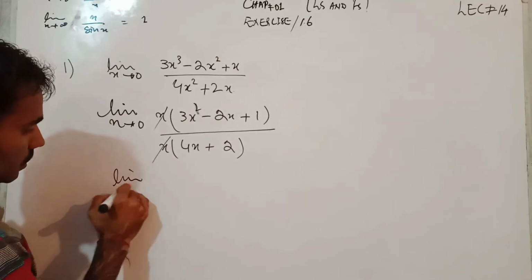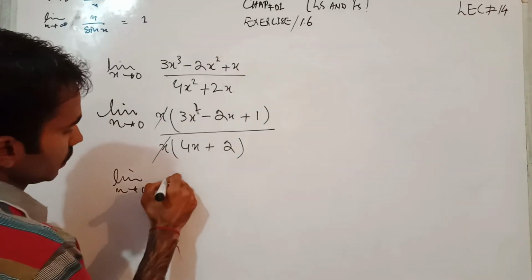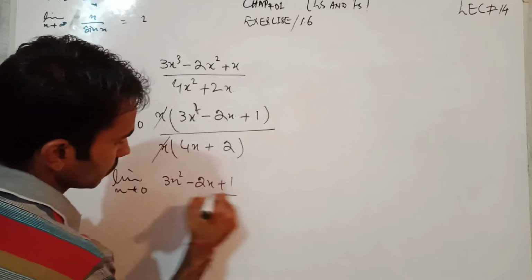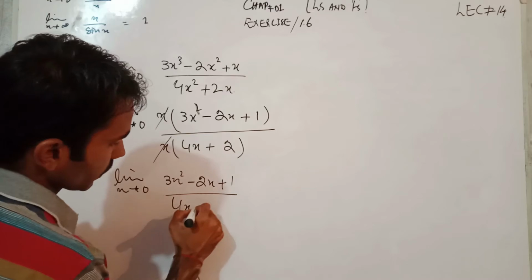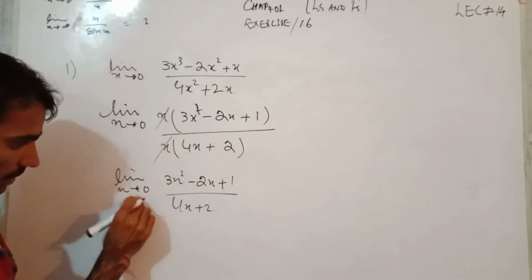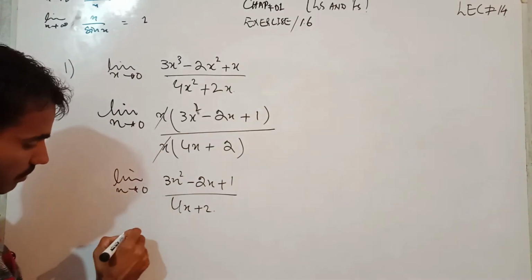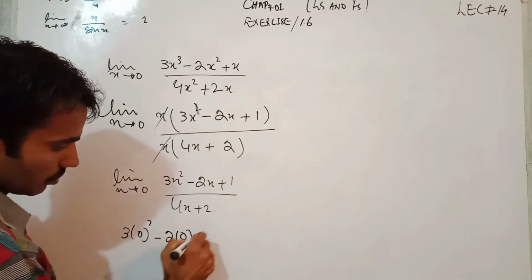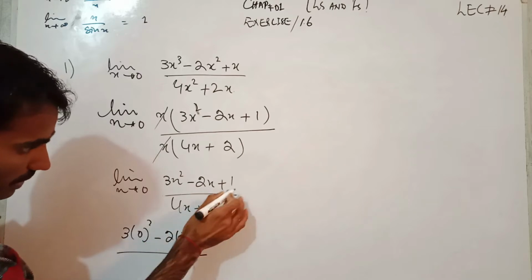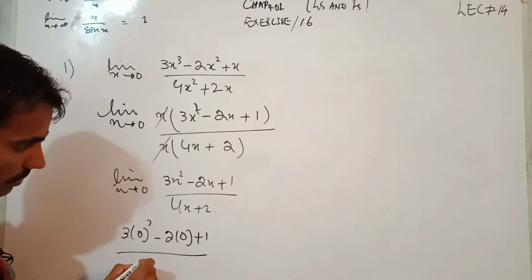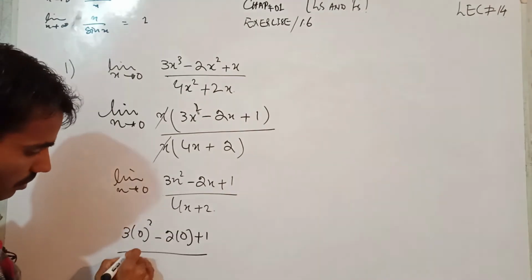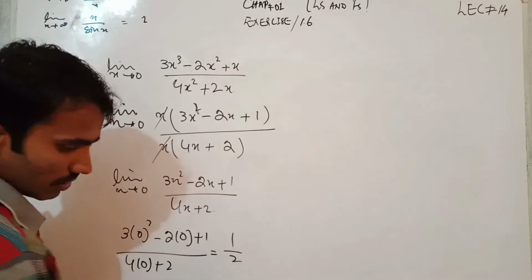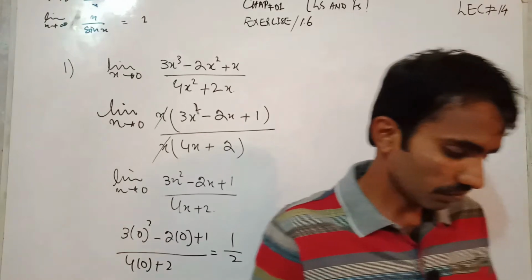Now limit x approaches 0, 3x square minus 2x plus 1 divided by 4x plus 2. Now we will apply the limit. When we apply the limit, we get 0 square minus 2 times 0 plus 1, divided by 4 times 0 plus 2, because the constant has no variable. The answer is 1 divided by 2. So this is the answer of question number 1.